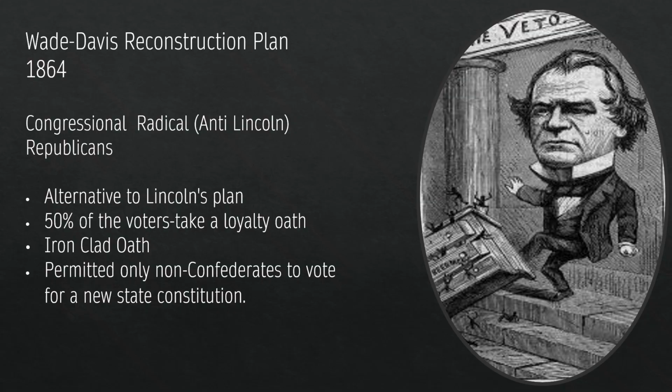So the next one you have is 1864. You have the Radical Republicans in the North, in Congress. They propose what they call the Wade-Davis Reconstruction Plan. They believe it's a stricter alternative to President Lincoln's more lenient plan of 10%. So the congressional approach requires 50% of all the state voters, not 10% like Lincoln, but 50%. They have to take this loyalty oath before they can be readmitted into the Union.